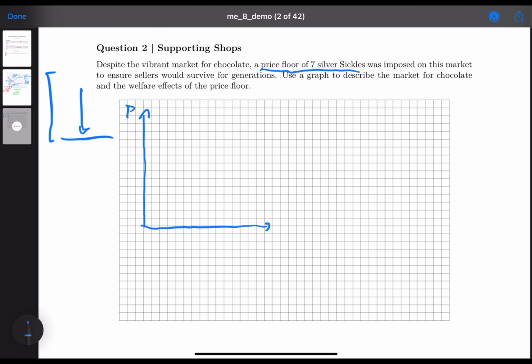So on the vertical axis, we have price. Horizontal, we have quantity. We have our original supply curve, our original demand curve. Nothing's changed here about the actual supply and demand in this market. All we're doing is imposing a price floor. So we know our price is 10/3. That's our equilibrium price. And our quantity is 20/3. Q star. And let's just double check that.